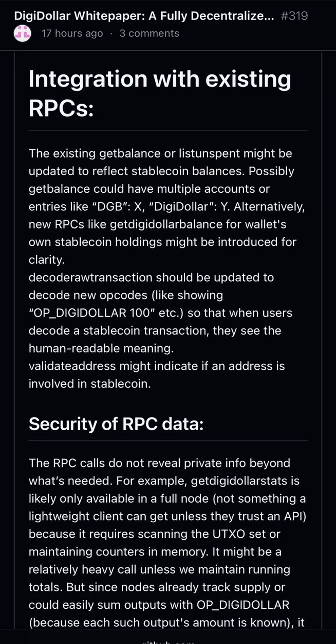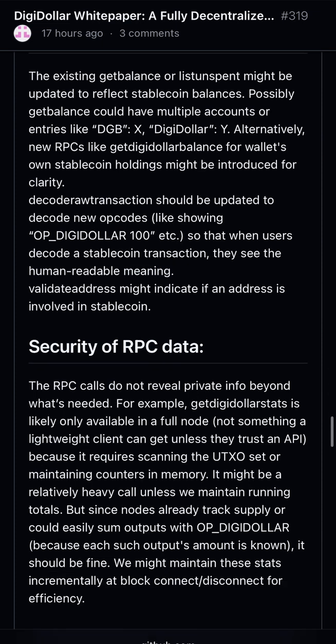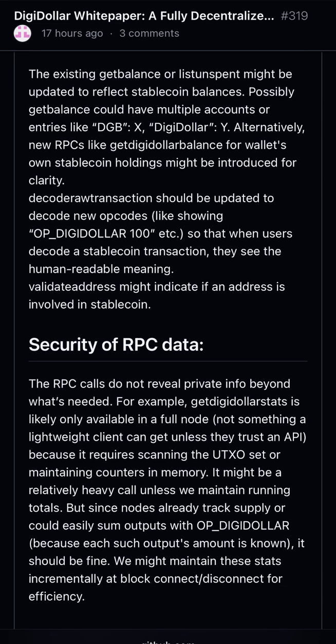Integration with existing RPCs. The existing getbalance or listunspent might be updated to reflect stablecoin balances. Possibly getbalance could have multiple accounts or entries like DGB: X, DigiDollar: Y. Alternatively, new RPCs like getdigidollarbalance for the wallet's own stablecoin holdings might be introduced for clarity. DecodeRawTransaction should be updated to decode new opcodes, like showing DigiDollar 100 etc., so that when users decode a stablecoin transaction, they see the human-readable meaning. Validateaddress might indicate if an address is involved in stablecoin.